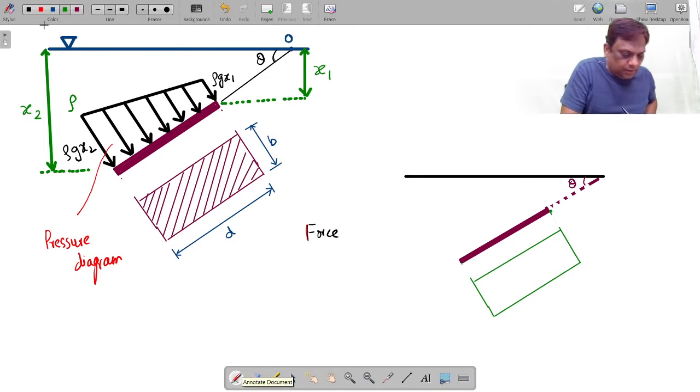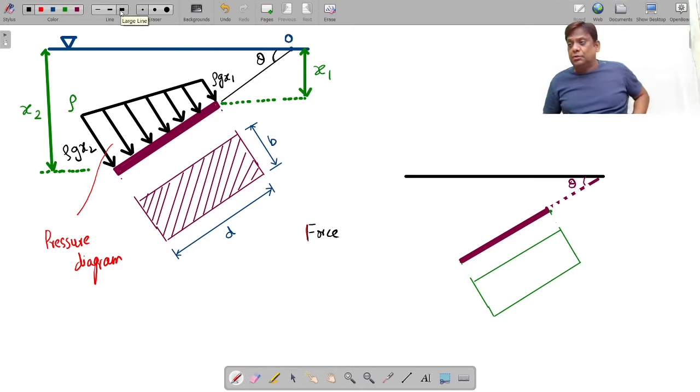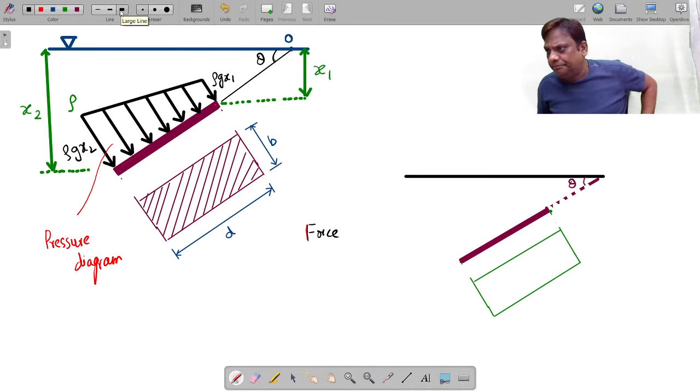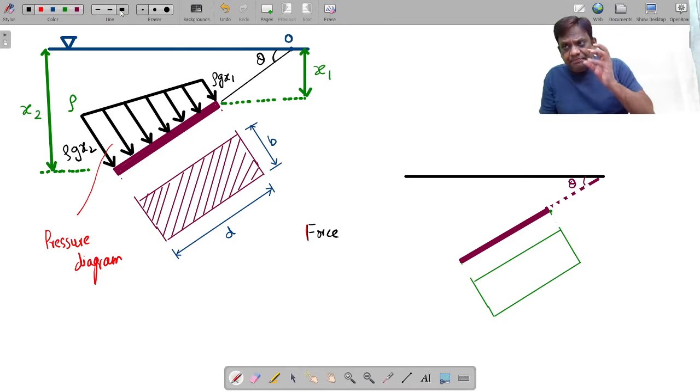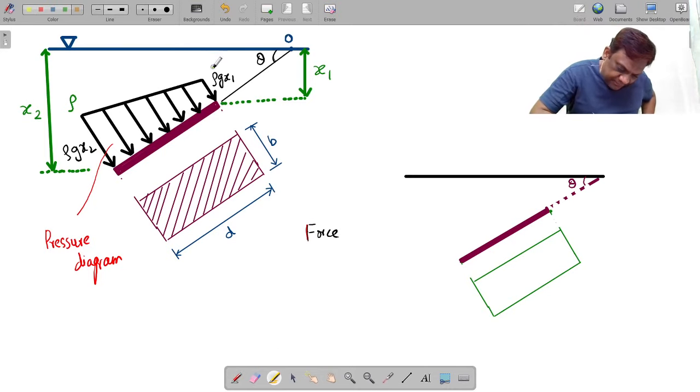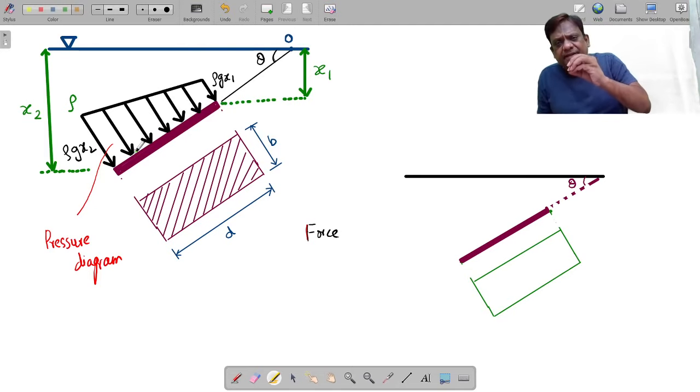Now let us try to find out the magnitude of the force. Okay, no problem at all. Let me ask you a very simple question: is the pressure constant throughout the surface? Absolutely not. If you see clearly, the pressure here is different, the pressure here is different, and here is different, so pressure is changing.